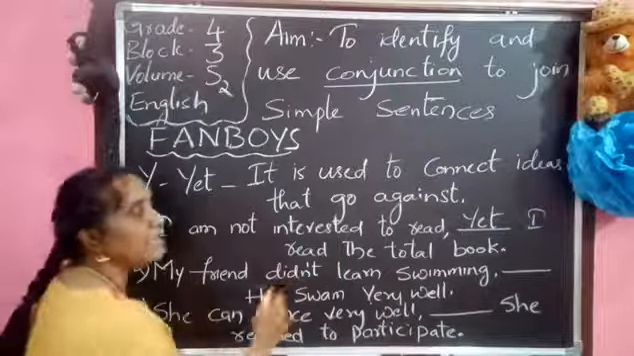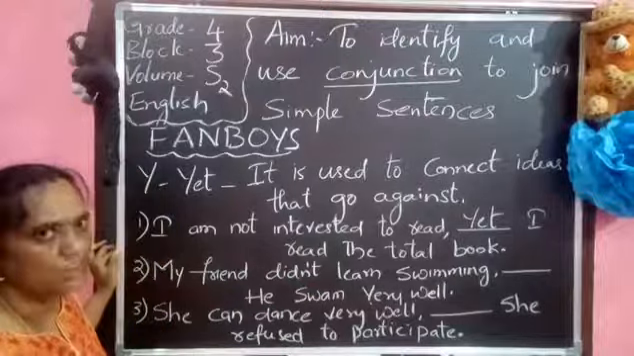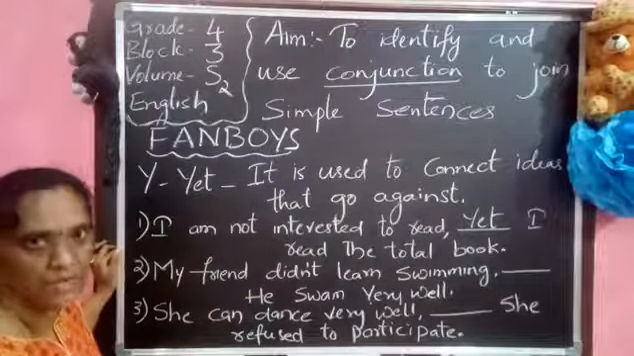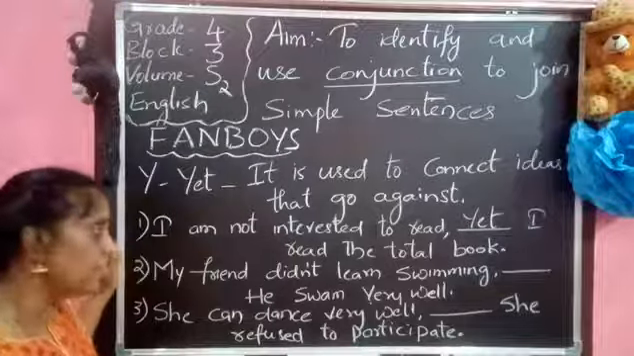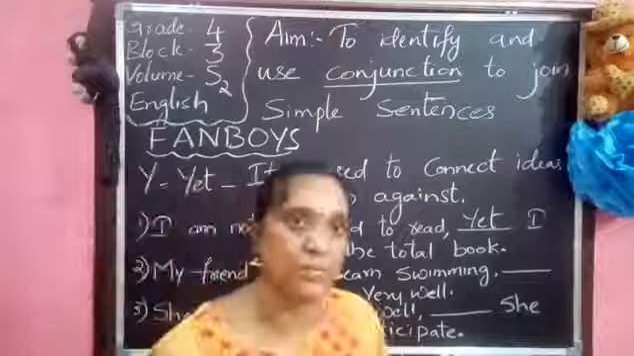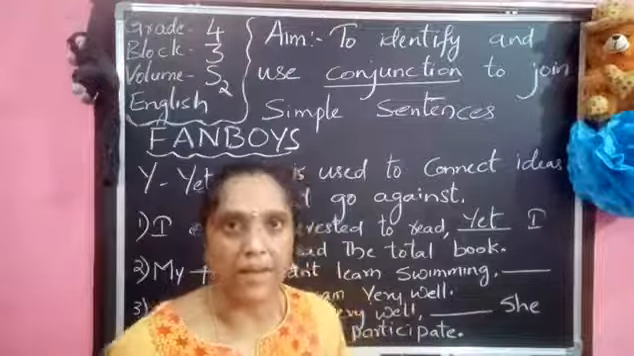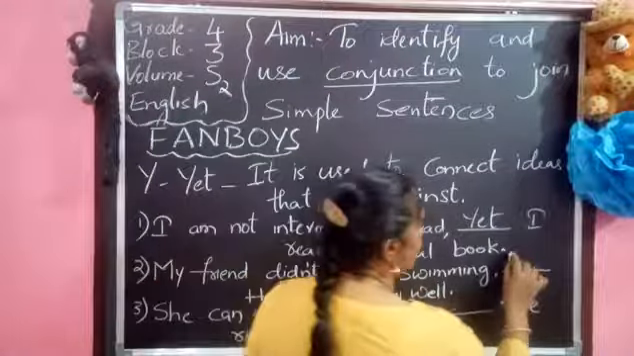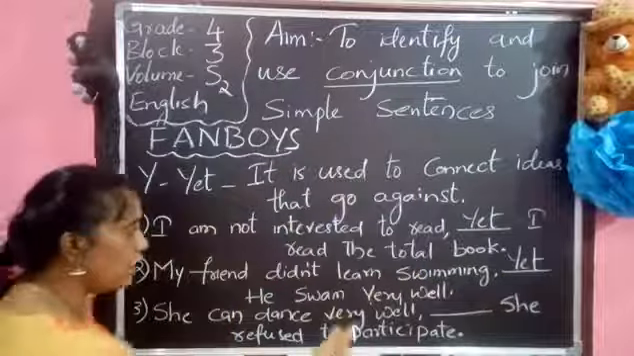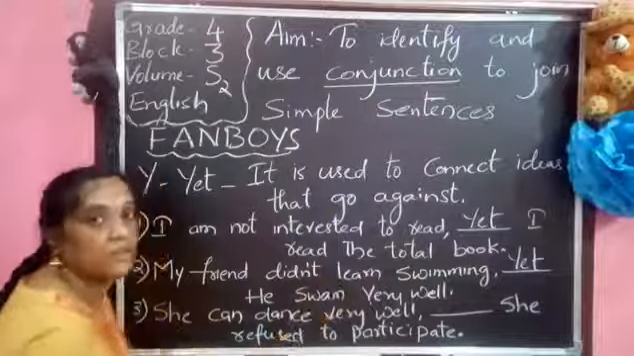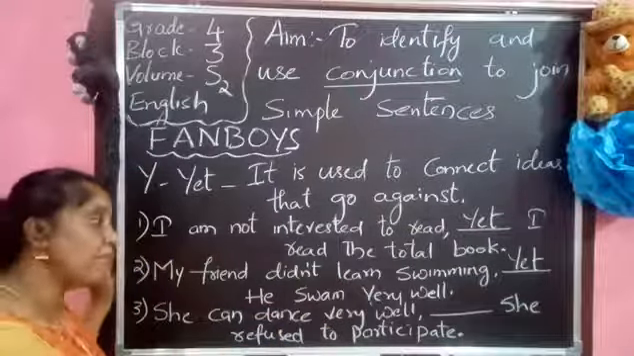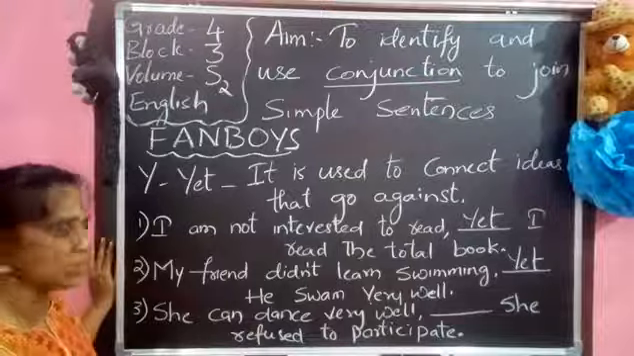My friend didn't learn swimming. So a person who doesn't learn swimming must not go for swimming. Yes. But what happened here? He swam very well. Though he doesn't know swimming, he swam very well. Yet he swam very well. So we use it according to the situation. Because he didn't learn swimming, he must not swim. But he swam very well. That's why we use yet.